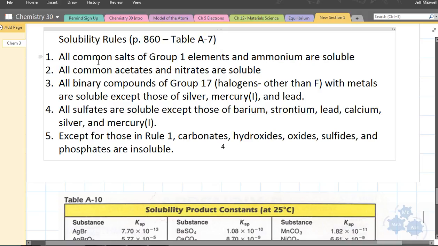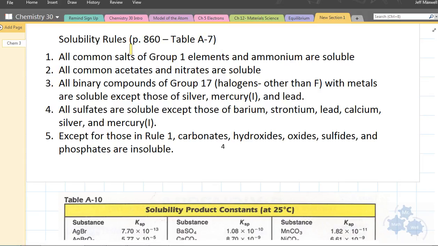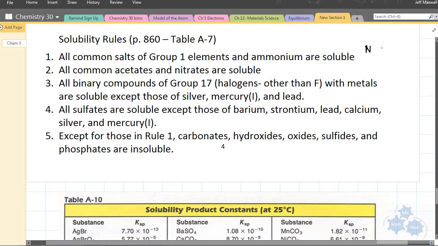All common salts of group 1 elements and ammonium ion are soluble. Okay, so let's just unpack that a little bit. Now, don't worry about the word salts. Don't get hung up on that. A salt is basically a compound from the first column with a halogen or with a negative ion. So a common salt, the main example would be NaCl. Okay, that's an example there. NaCl is a common salt.